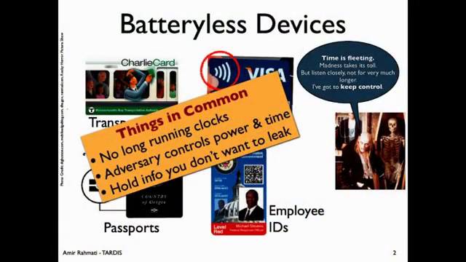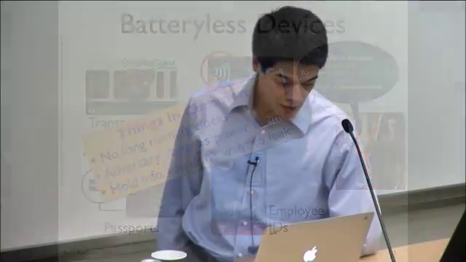This is also true for passports, employee ID badges like this one. They know exactly how much time has elapsed when you're using it, but they're completely ignorant about time, because time is fleeting, but we need to keep control. All right. I'm going to try to insert as many 80s and 70s references as possible in this talk. So what do they have in common? Again, no long-running clocks, and the adversary controls the power and the time. Whoever is powering up the device gets to choose when to shut it down.